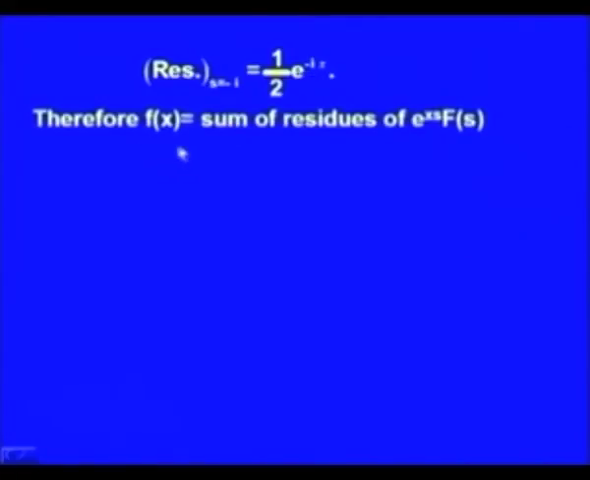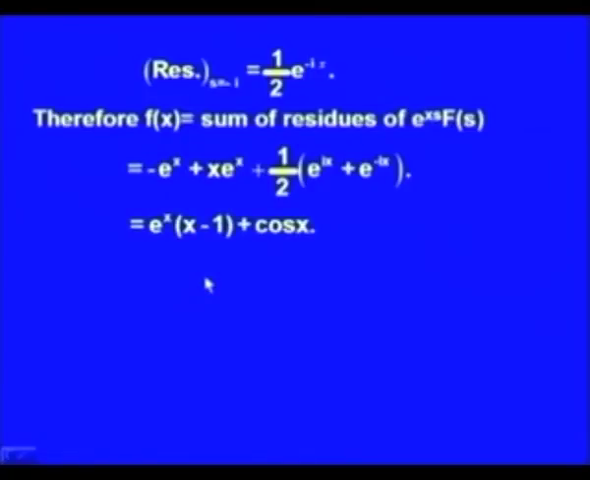So, now f(x) is the sum of residues of e to the power xs into f(s). So, we have f(x) equal to minus e to the power x plus x e to the power x plus half of (e to the power ix plus e to the power minus ix), and we know that half of (e to the power ix plus e to the power minus ix) is cos x. So, the inversion formula for the Laplace transform gives us f(x) equal to e to the power x into (x minus 1) plus cos x.